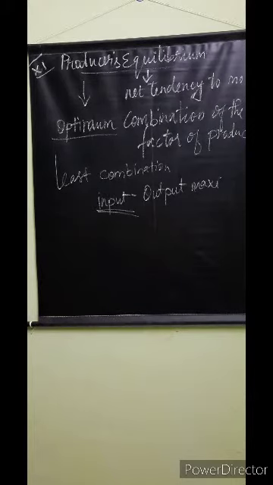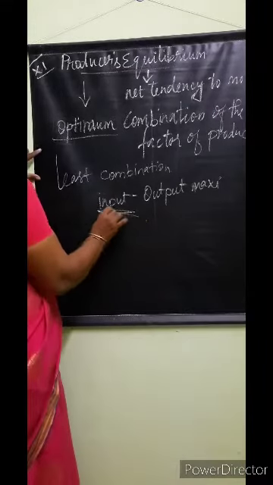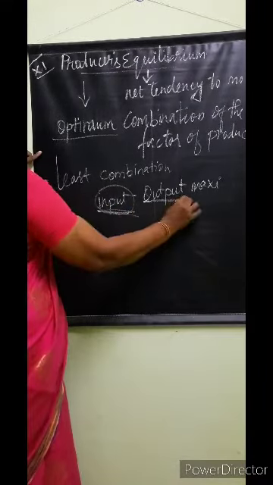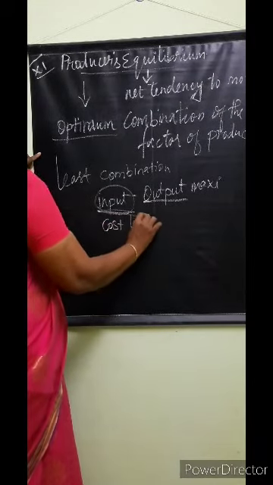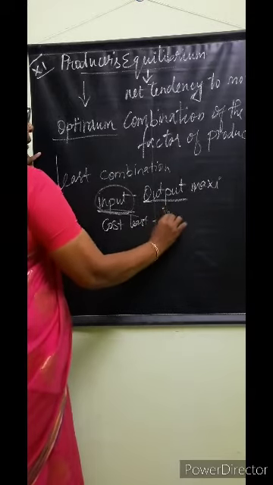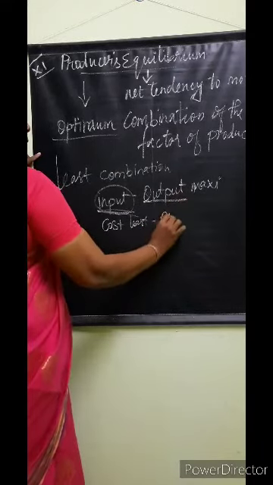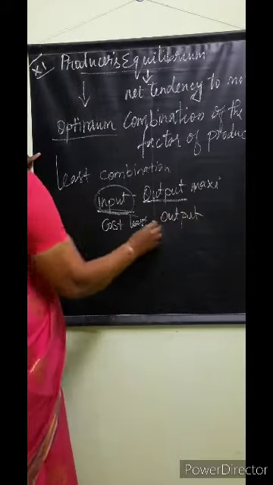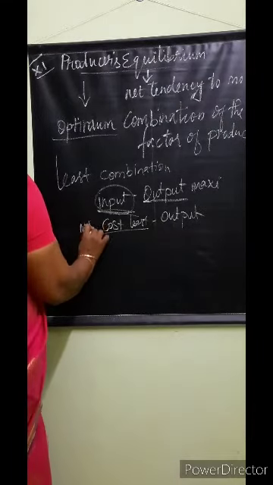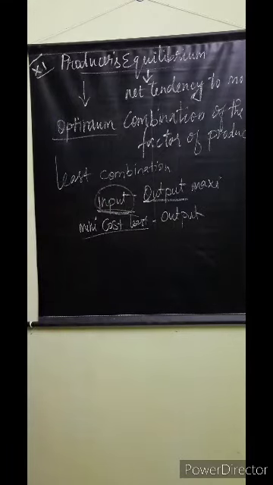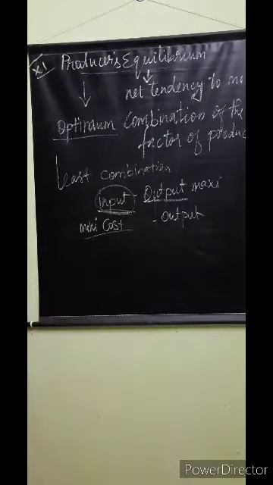cost minimization for the given output. Either with given input you give maximum output, or else least cost of production with given output. Cost minimization means the combination with the least cost, minimum cost with maximum output. Minimum cost with maximum output is called optimum combination of factors of production.